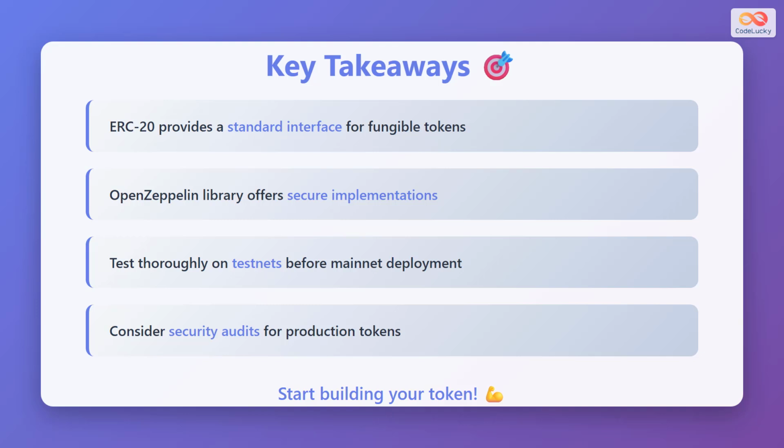Let's recap the key points. ERC-20 provides a standard interface that ensures all fungible tokens work consistently across the Ethereum ecosystem. The OpenZeppelin library offers secure, audited implementations that protect your token from common vulnerabilities. Always test your token thoroughly on testnets before deploying to mainnet to catch bugs and ensure everything works correctly. For production tokens that will hold real value, consider getting a professional security audit. Even small mistakes in smart contracts can lead to significant losses. Now you have the knowledge to start building your own token. Good luck with your blockchain development journey.